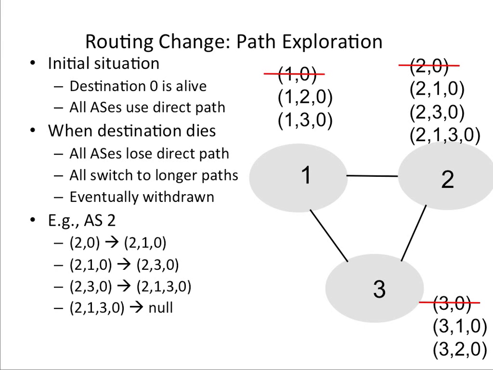Let's think about autonomous system 2. So it's going to say, okay, well, 2, 0 is down. So let's try 2, 1, 0. And it turns out 2, 1, 0 doesn't work either. Let's try 2, 3, 0. Turns out 2, 3, 0 doesn't work either. So let's try 2, 1, 3, 0. And okay, well, there are no more paths.